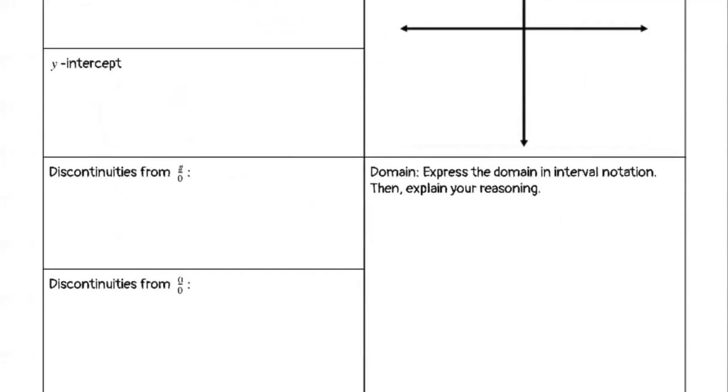All right. Now we had also color coded our function to say that there might be some vertical asymptotes, but that there are no holes. What should I write for discontinuities from a number divided by 0? What do I put there?